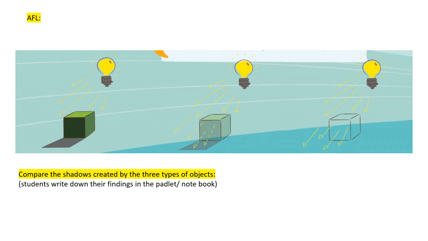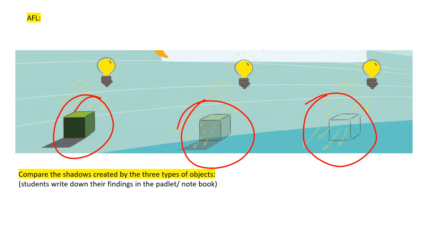Here is your AFL questions. You can see three different type of objects. Okay? Compare the shadow created by these three type of objects and give a brief explanation why.